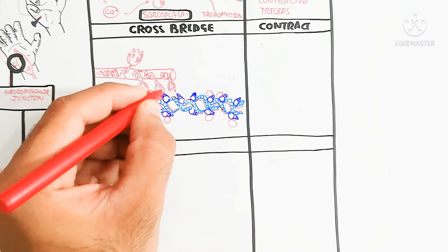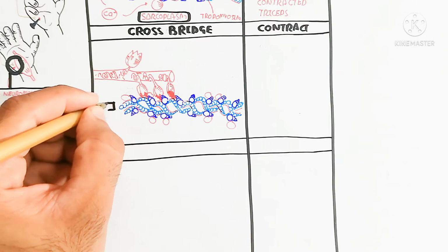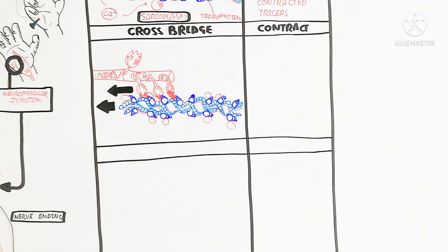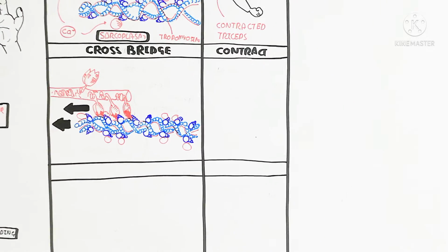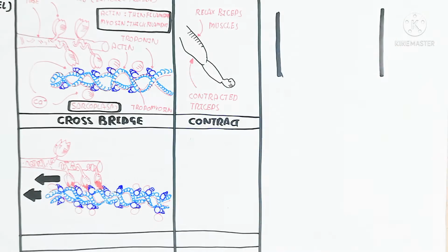It means the filaments move in toward the center of the H zone. The H zone is the part of the sarcomere which contains... we will discuss it also to understand. Just think about that. It will move toward the center. So in this way, the muscle shortens.